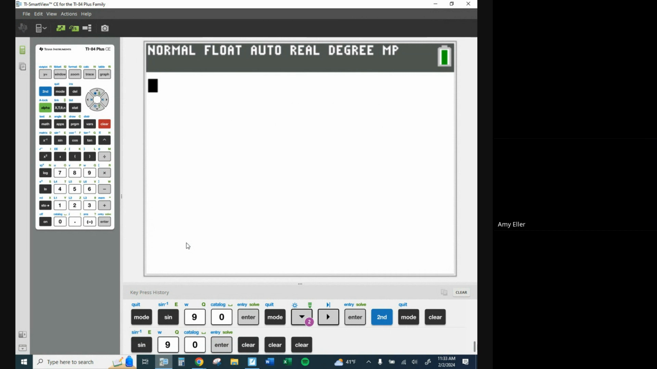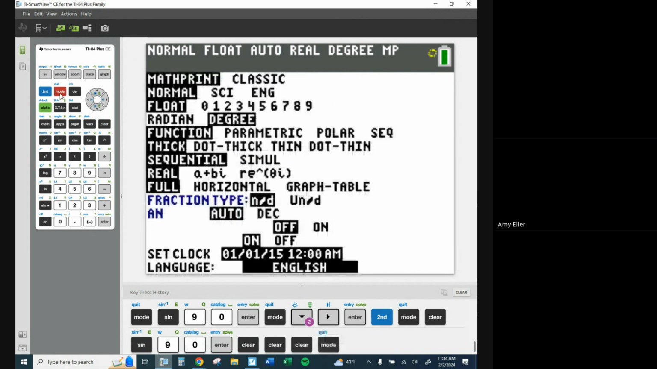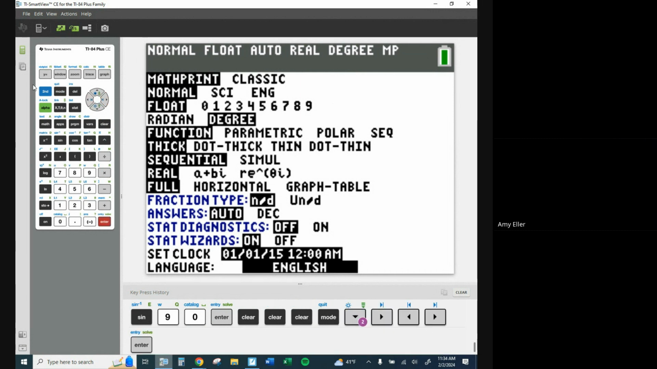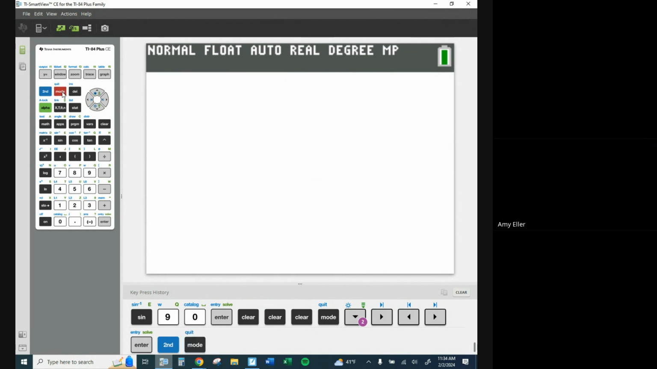Go to mode. It is by the blue key. If you don't have a calculator like this, I will come to you. Go down to where it says degree. So you might see radian. Go over to where it says degree and hit enter. Now, to get to your main screen again, you hit second, quit.